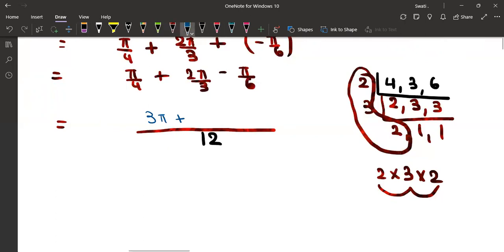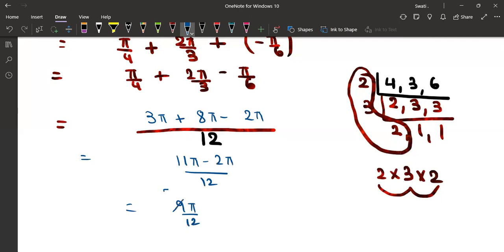So 3 pi plus 3 times 4 is 12. So 4 into 2 pi is 8 pi, minus 6 into 2 is 12. So 2 into pi is 2 pi. That's very simple. What is 3 pi plus 8 pi? 11 pi. So 11 pi minus 2 pi upon 12. What is 11 minus 2? 9 pi. So it is 9 pi by 12.